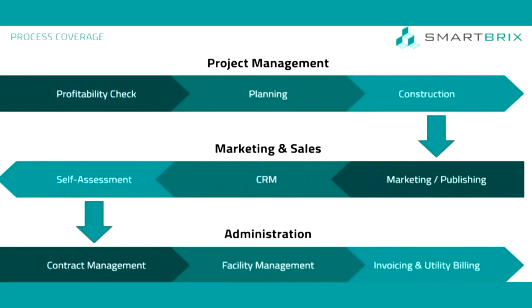So what we see from this is a very broad process coverage. In project management, we start with a profitability check, valuation, and so on. If everything is okay, we go to the planning phase. Then we move on with the construction phase, all managed by the Odoo Projects app and our extensions. After that, or maybe a bit in parallel, we go into the marketing and publishing phase. We manage all our inquiries automated by our CRM.